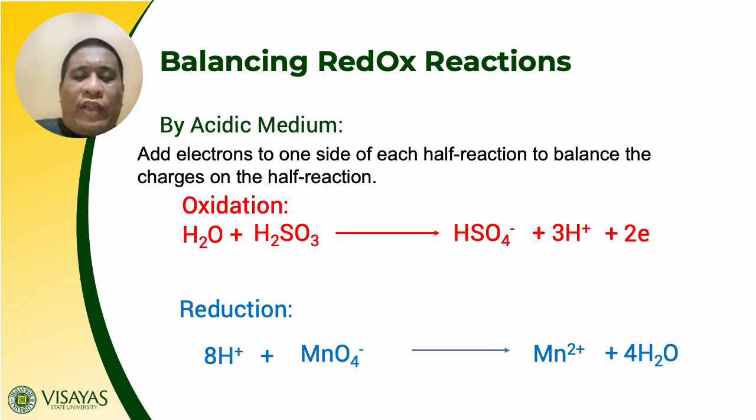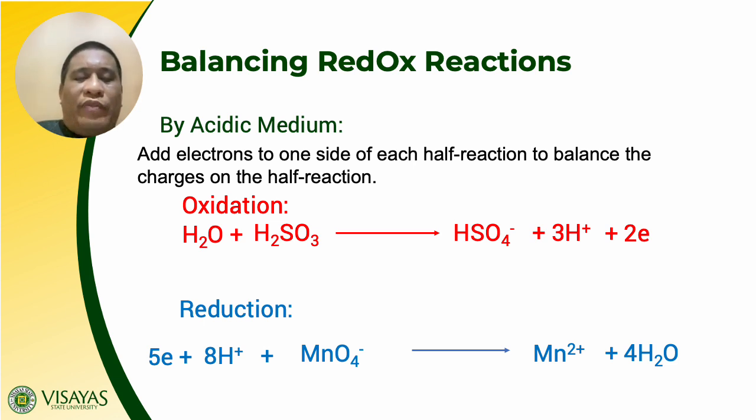We can account for these 2 electrons, since if you recall, the sulfur in H2SO3 is +4, and the sulfur in HSO4 negative is +6. So there's a difference of 2 electrons. Those are the 2 electrons being lost in the oxidation process. For the reduction, we have 8 H plus and -1 for permanganate, so the overall charge here is +7. Whereas on the product side, Mn2 plus would give us +2 only. So to balance the charge, we can add 5 electrons on the reactant side.